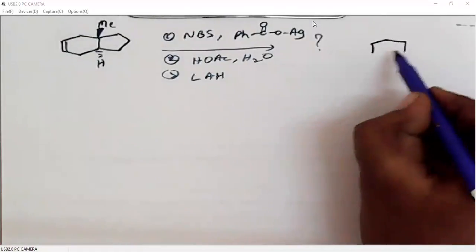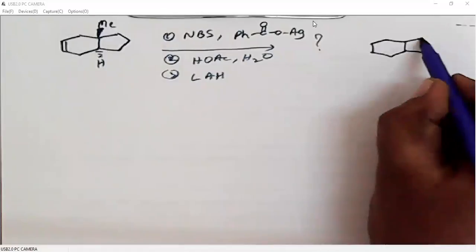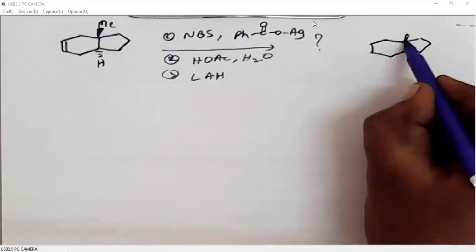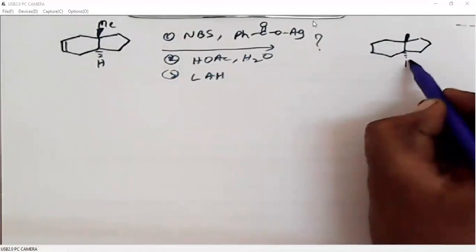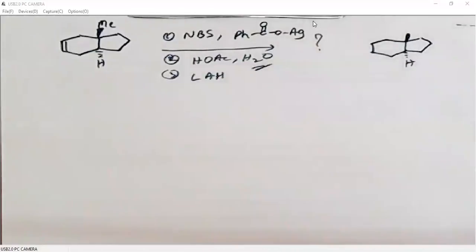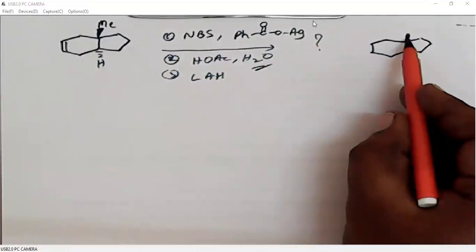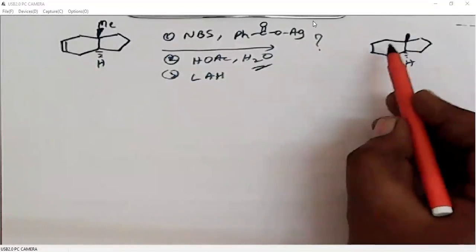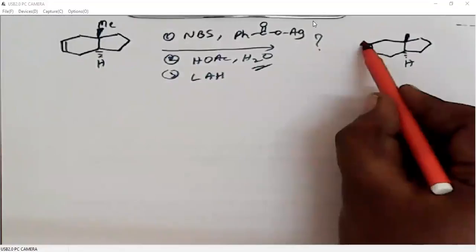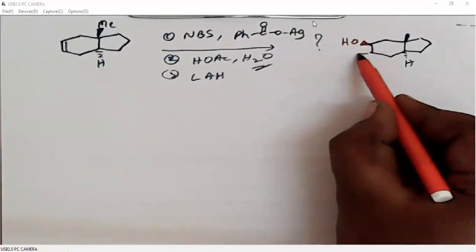Here also we can easily predict the products since it is a 6-membered system and we are using water. So it is a Woodward modification. Woodward modification product we can easily predict. It is a cis diol on the more hindered side. The methyl group is already there above the plane, so this cis diol will also be above the plane.